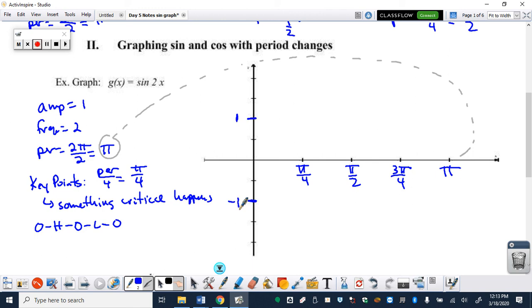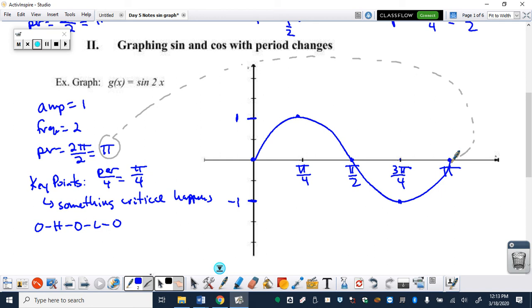And then plot my points, again, using OHOLO. Every 45 degrees something happens. It's a sine curve, so we're starting at 0. At 45, I'm going to hit the high. At the next 45, which is 90, I'm going to be back at 0, my shoreline. At the next 45, I'm going to hit the low. And then the last 45, I'm going to be back at 0 where I started. When you connect your dots, don't forget, it's a smooth curve, no points. They're kind of like two parabolas stuck together.